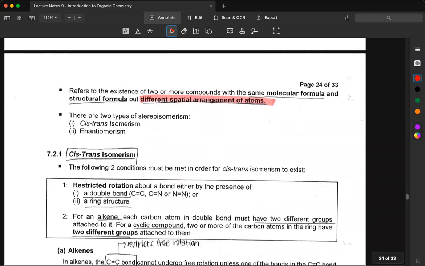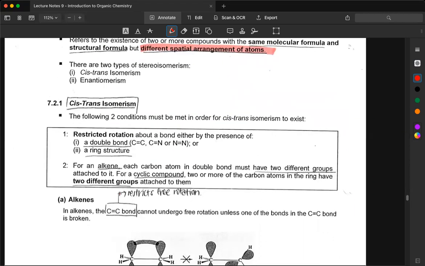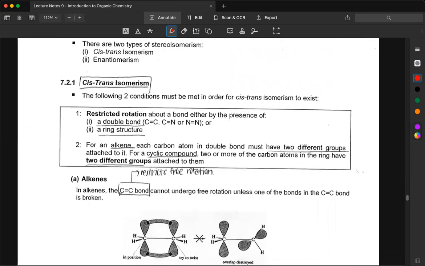Now, stereoisomerism refers to the existence of two or more compounds that have the same molecular formula and structural formula, but different spatial arrangement of atoms. So we have cis-trans isomerism and enantiomerism. For cis-trans isomerism, these are the conditions to be met.